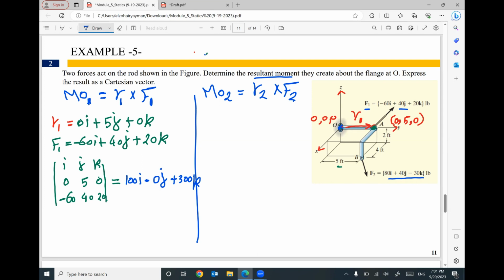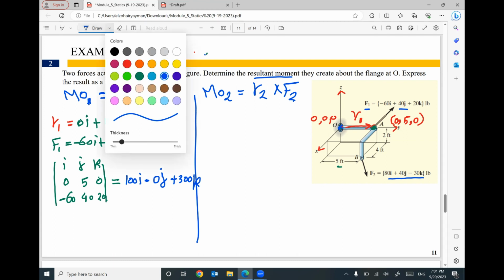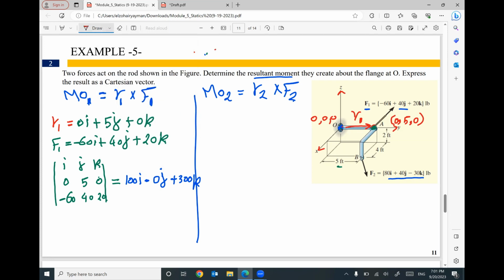Let me review it. If you cancel this column by this row, I have 5 times 20 minus this one times this one, it will be 100. If you cancel this one, it will be 0. If you cancel this one and this one, it will be 0 minus 5 times 60, it will be 300. We are good. Let's repeat this one more time with force F2.